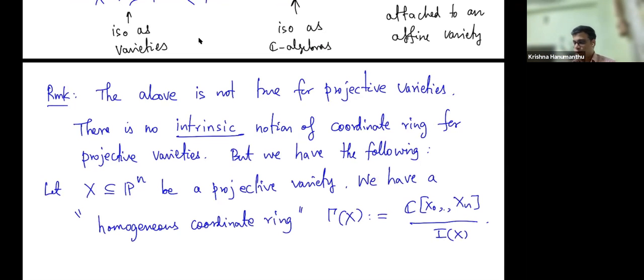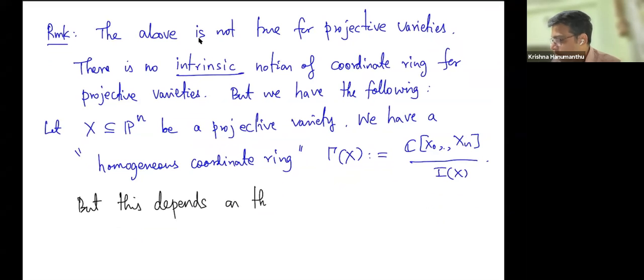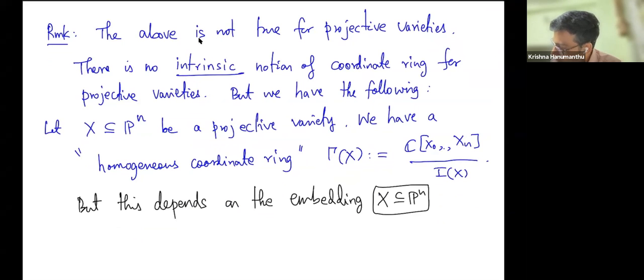Okay, so if you follow the same recipe, you get what is called the homogeneous coordinate ring. But this depends on the embedding. So if you put X inside some other projective space, you can in principle have a different coordinate ring. Okay, so I will give you a quick example for this.